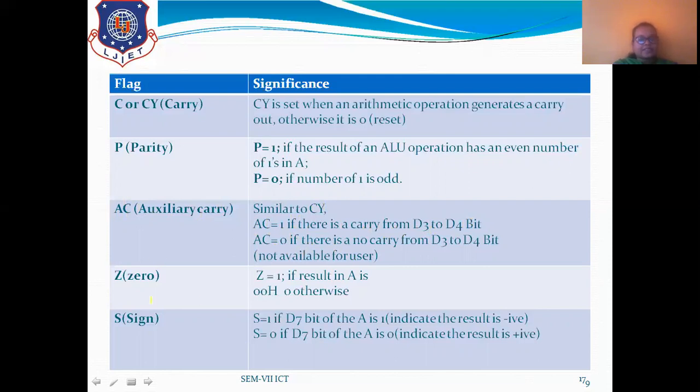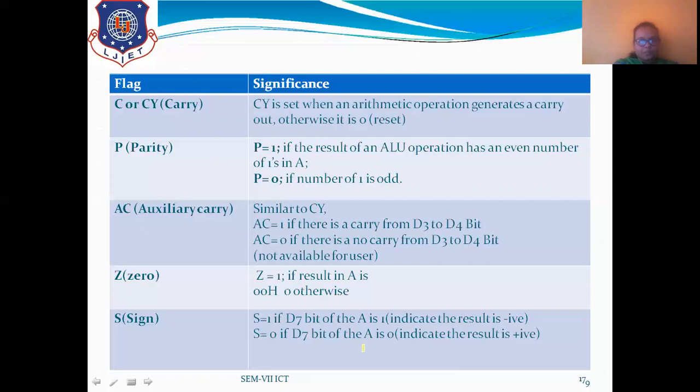Right, and the next flag, that is the zero flag. The zero flag will be affected if the result in the accumulator after the ALU operation is 0. The zero flag will be 1, otherwise it will be 0. And last, the sign flag. The sign flag shows whether the result in the accumulator is negative or positive. This is generally for signed numbers. If the D7 bit of the accumulator is 1, then it indicates the result is negative. And if the D7 bit of the accumulator is 0, then it indicates that the result is positive.